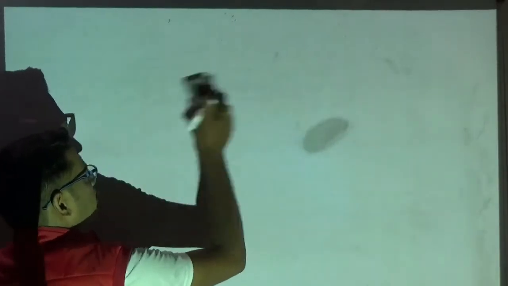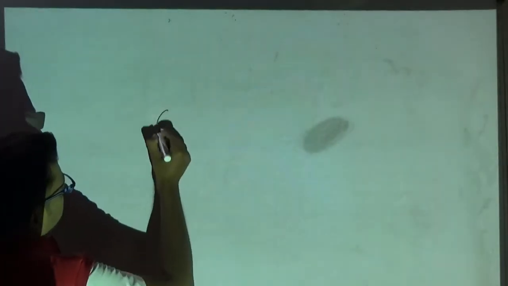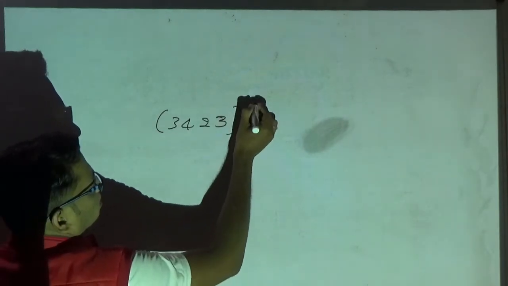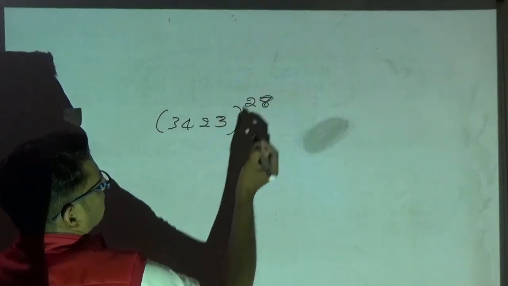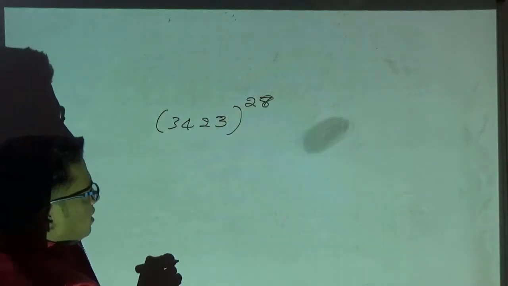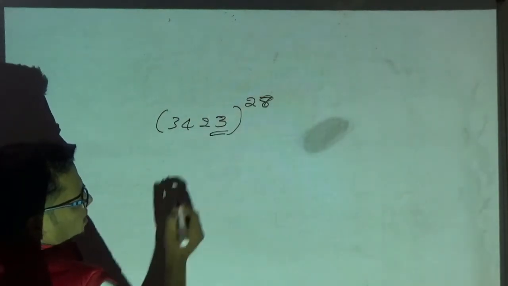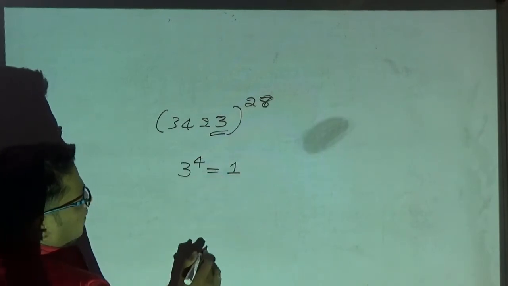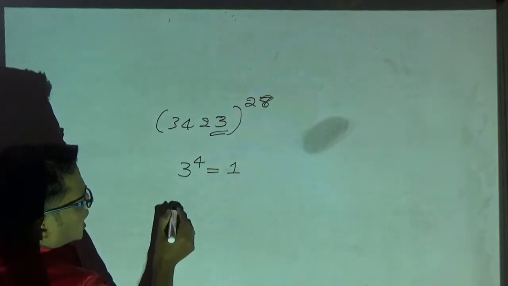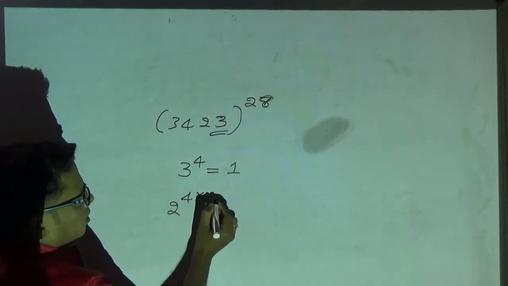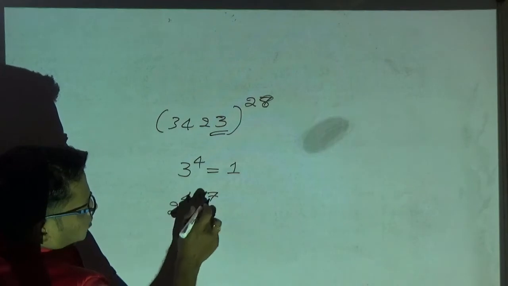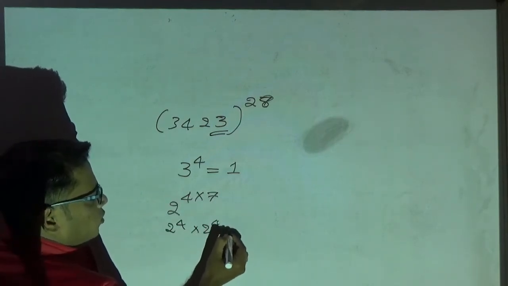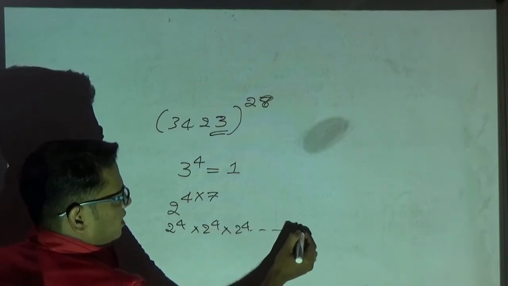Okay, now next example, please see here. 3423 whole power 28. I will take. Now please see here. Units place is what? 3. I already told you 3 power 4 is what? 1. 3 power 4 is 1. Since here in the power 28 is there, that can be written as 4 into 7, 4 sevens are 28. What do you mean by this? It is nothing but 3 power 4 multiplied 7 times.